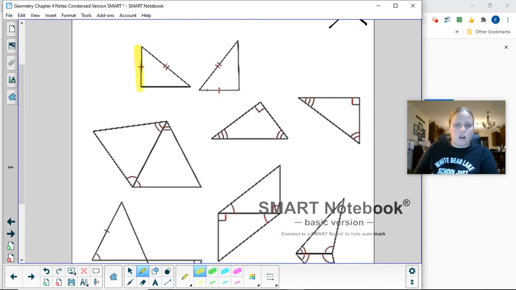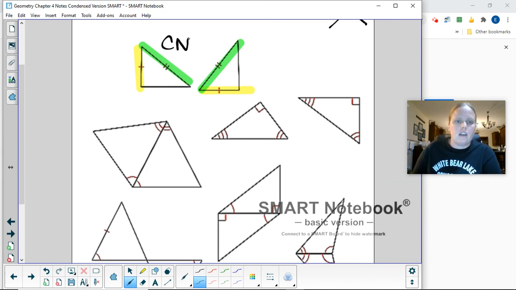Here I have a single mark. Here I have a double mark and nothing else. And these two triangles are not touching, which means I don't have enough information. I need to have at least three parts to compare them. So this one is cannot be determined.